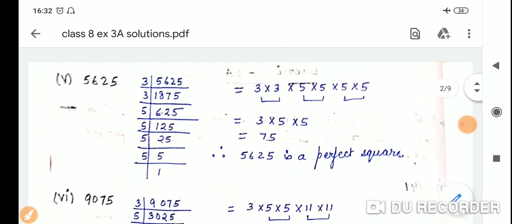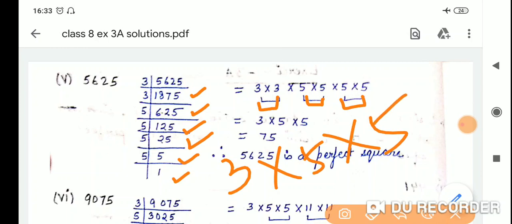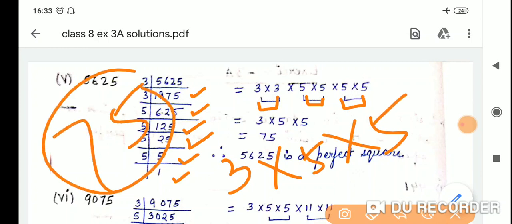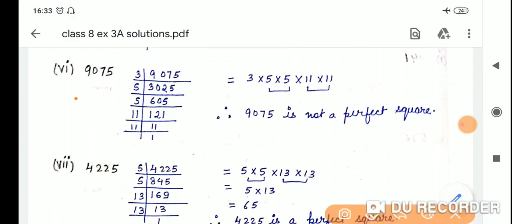Now coming to the next part, that is 5625. Okay, 5625. So 3 se gaya 1875, then 3 se 625, then 5 se 125 times, then 5 se 25 times, again 5 se 5 times, and 5 se 1 time. Then we make the factors in pairs. So 3 into 3, 5 into 5, 5 into 5. So 3 into 5 into 5. 3 5s are 15. 15 5s are 75. So 5625 is the square of 75. Clear?